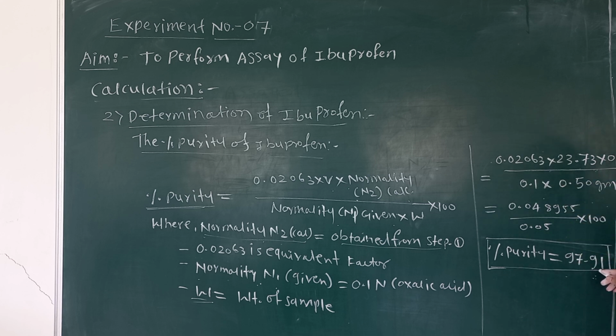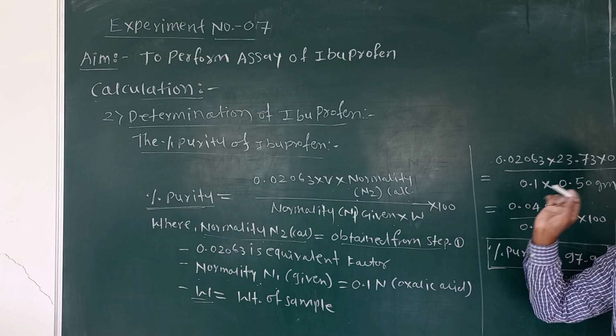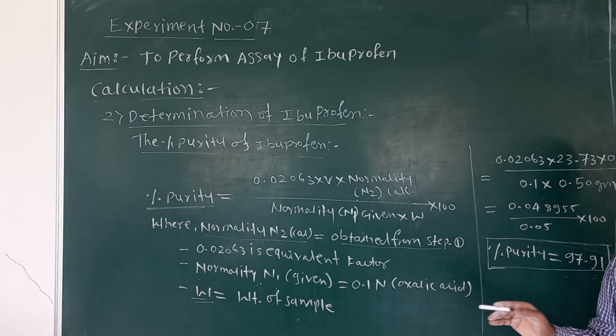Okay, so this is about the calculation, and in the result you have to write down that the percentage purity of ibuprofen was found to be 97.91%. So this is about the calculation, this is about the result, and this is the experiment number 7, to perform the assay of ibuprofen. So this is the completion of the assay of ibuprofen.